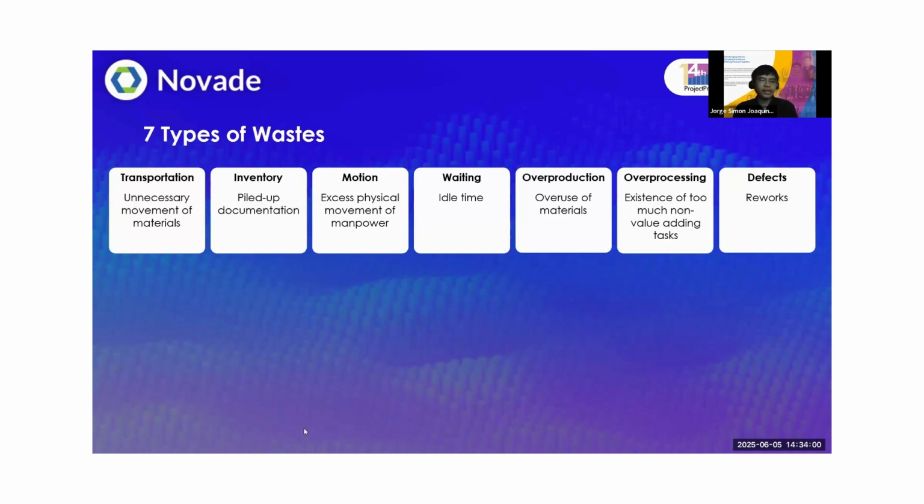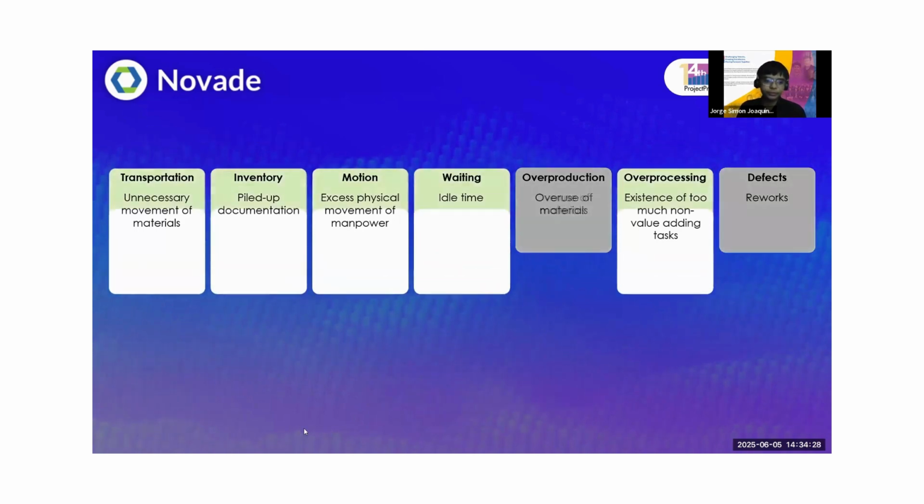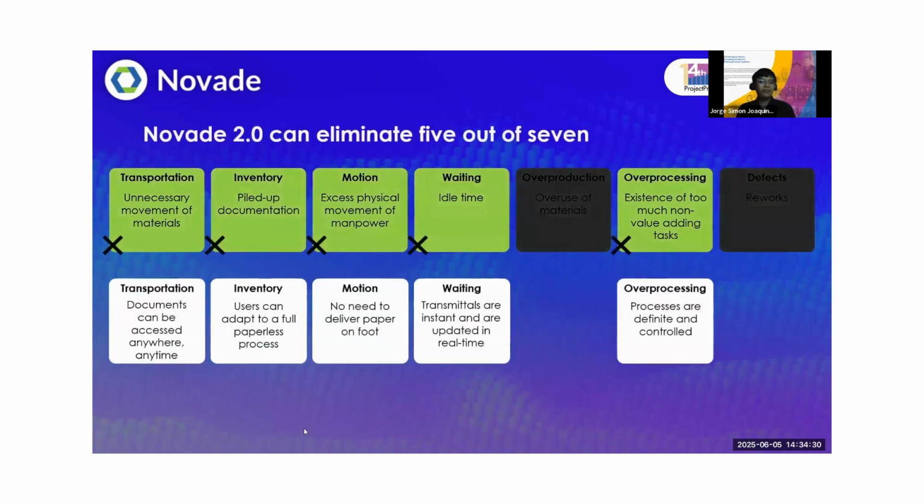Motion would be the excess physical movement where a person will go from department A to department B just to pass the form, right? So that's another form of waste. Waiting or idle time, overproduction or overuse of materials, overprocessing as well, where we repeat the task or rework the task, and of course, defects. So now let's see how many of these Novade 2.0 was able to solve. Again, 5 out of 7.